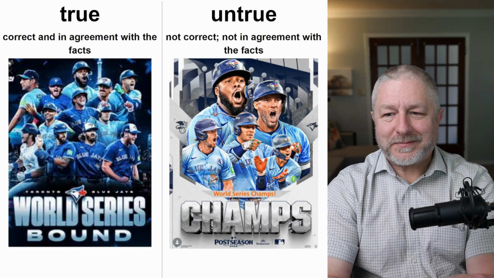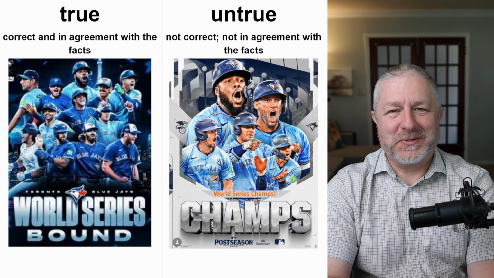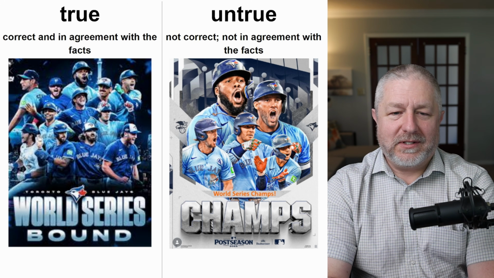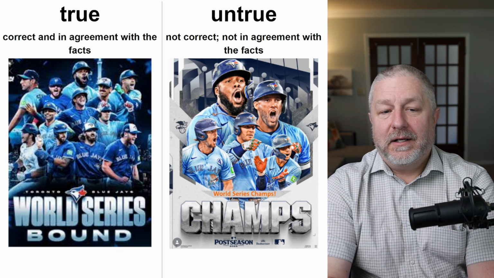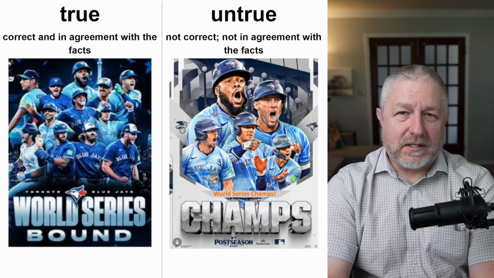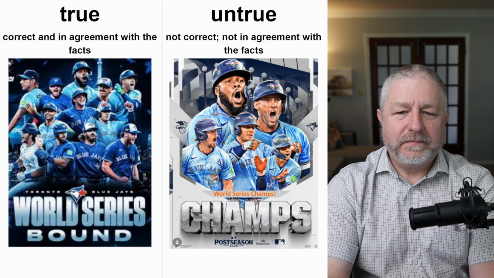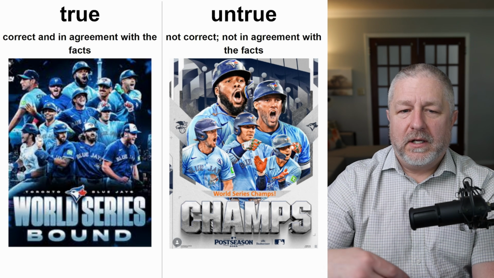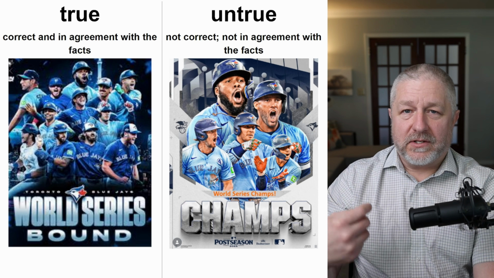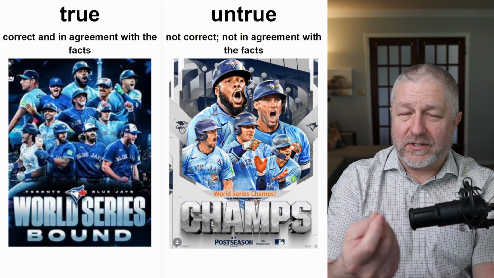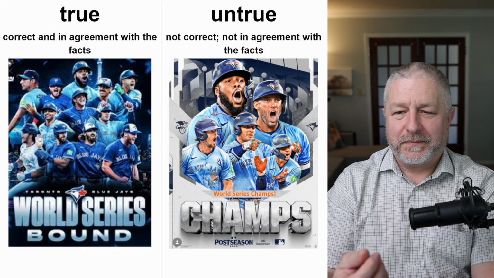True. I had a little bit of fun with this one as well. True would be correct and in agreement with the facts. And we see a poster here that says World Series bound. And these are the Toronto Blue Jays from the fall of 2025. So in the fall of 2025, the Toronto Blue Jays, when you say they're bound, it means they're going to the World Series. They were going to play against the Los Angeles Dodgers.